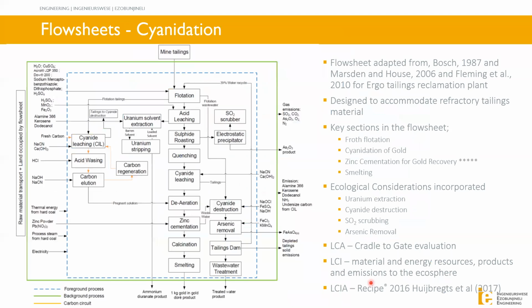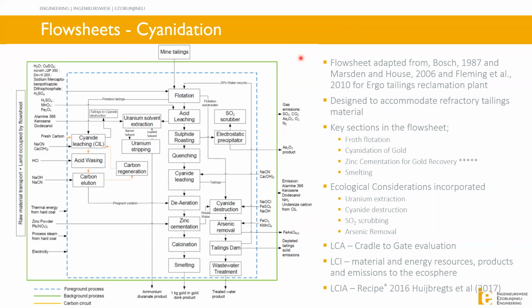So this is the first flow sheet that was developed, and it was based on cyanidation. Cyanide is to date the most effective and economic lixiviant used to recover gold. The first flow sheet was developed based on the Ergo Tailings Reclamation Plant. It's described in Bosch 1987, Marsden and House 2006, and Fleming et al. 2010. And some of the processing approaches are currently being used to treat tailings at the moment in South Africa.